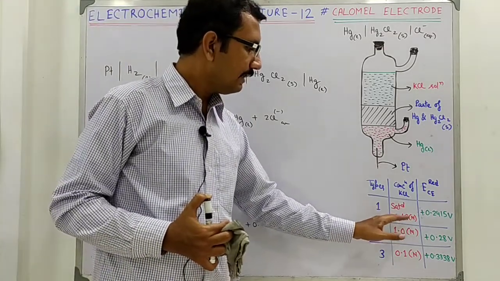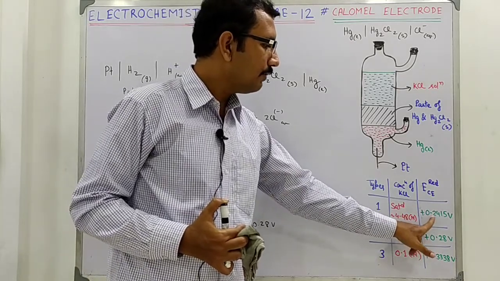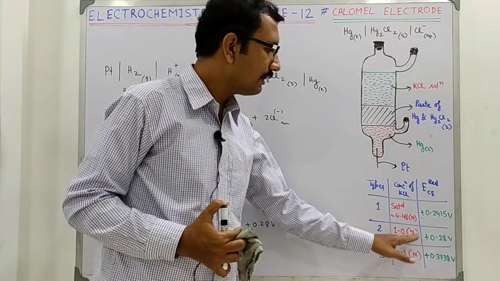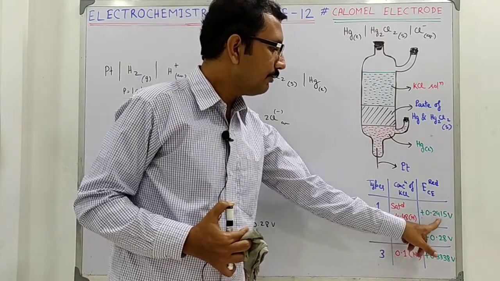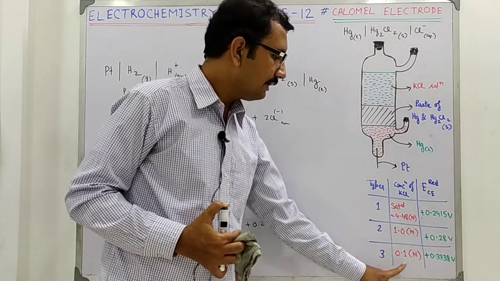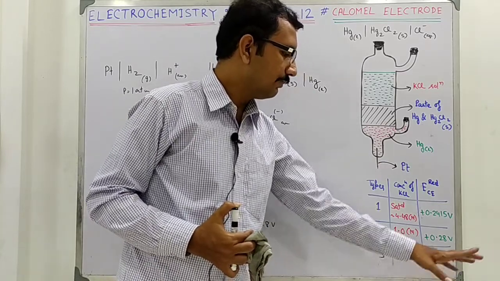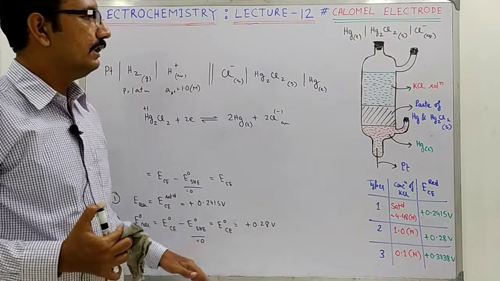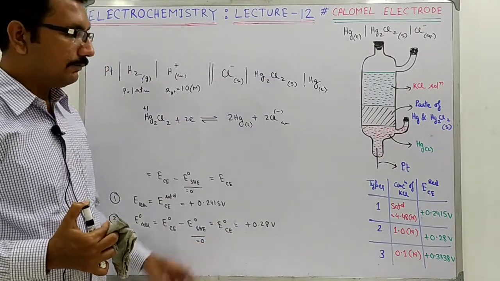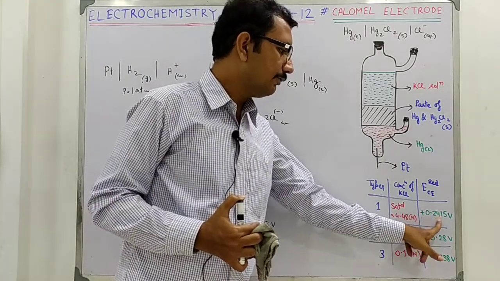When it is saturated, that is 4.48 normal, the reduction potential was 0.2415 volt, and when we have reduced the concentration, the reduction potential has increased from 0.2415 volt to 0.28 volt, and with further decrease we are getting plus 0.3338 volt. So, it is in accord with the system. Now, we will have no explanation for this absolute value.